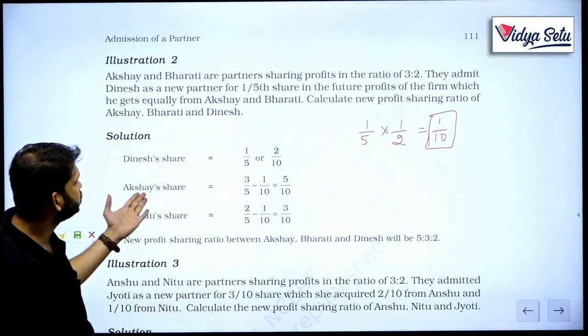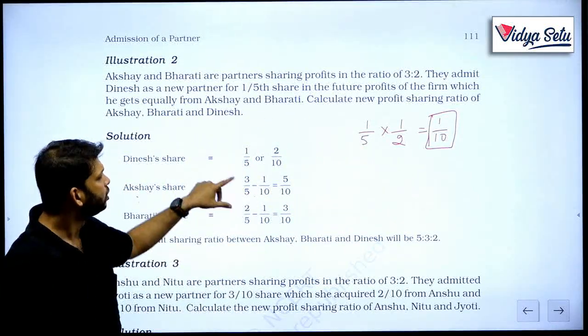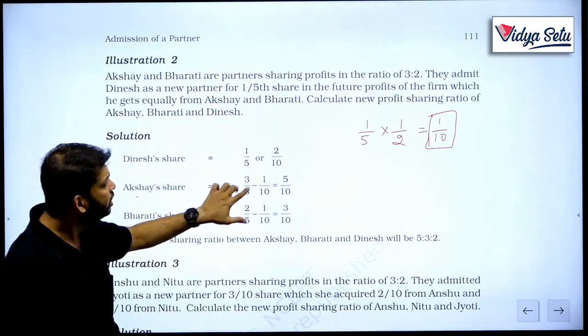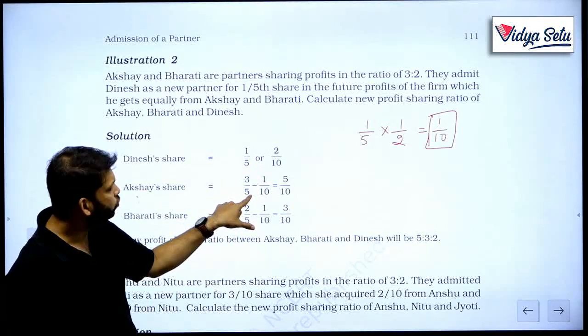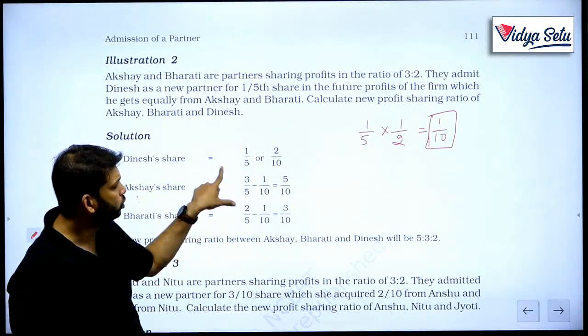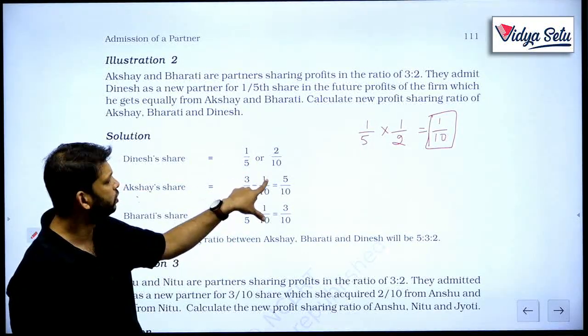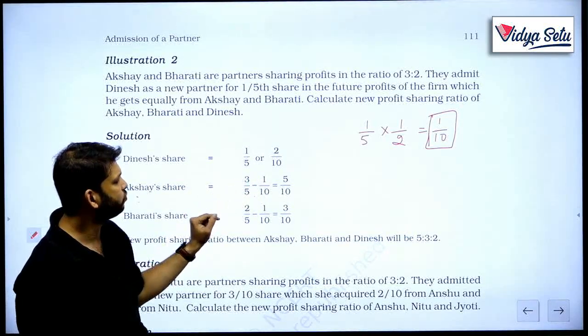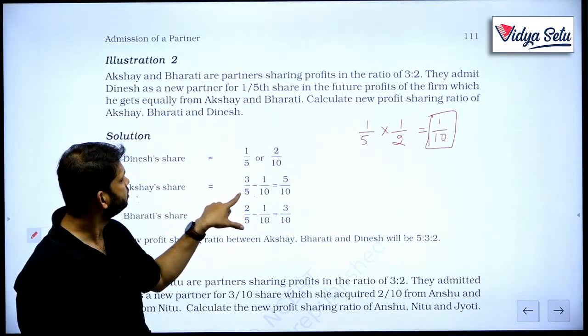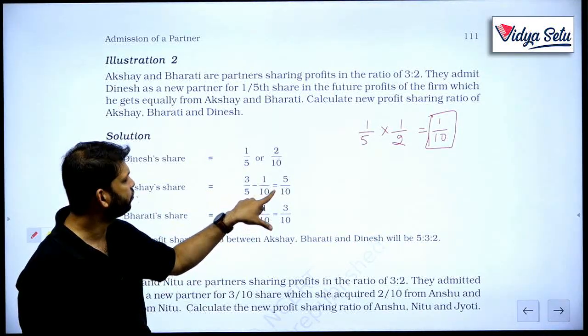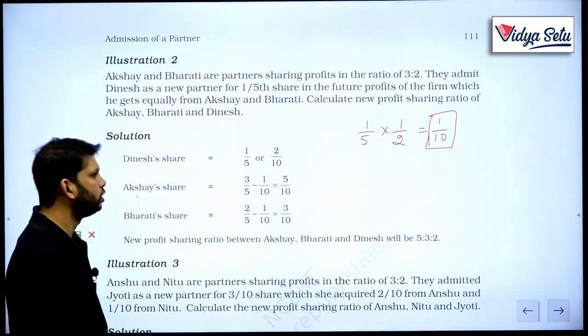That means Akshay's share will reduce by 1 upon 10. So his old share was 3 upon 5. He is giving away 1 upon 10 in favor of Dinesh, so 1 upon 10 will be subtracted. 10 into 3, 30, 5 into 1, 5. 30 minus 5, 25 upon 50. If you solve 25 upon 50, you'll get 5 upon 10 only, or 1 upon 2.